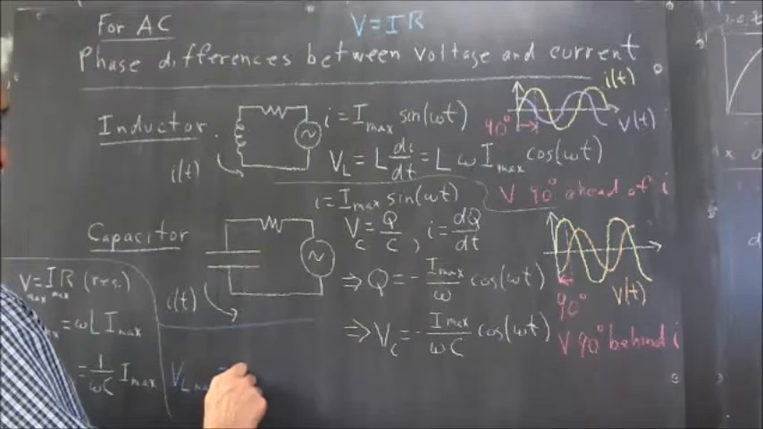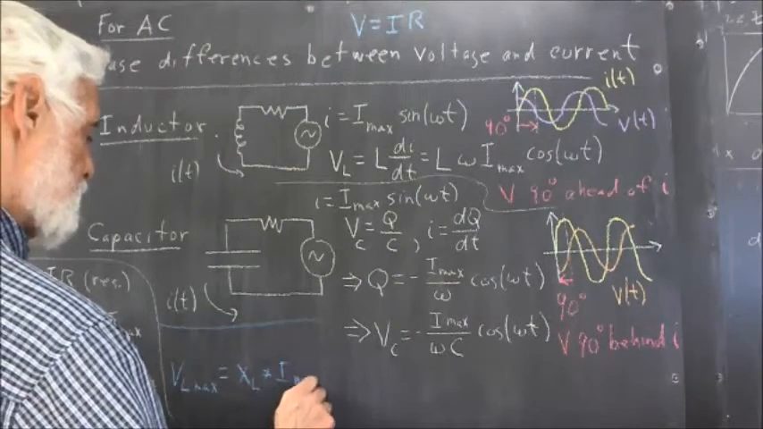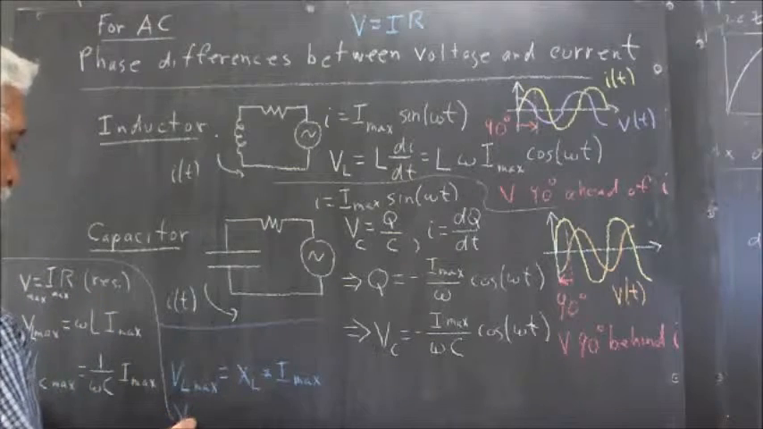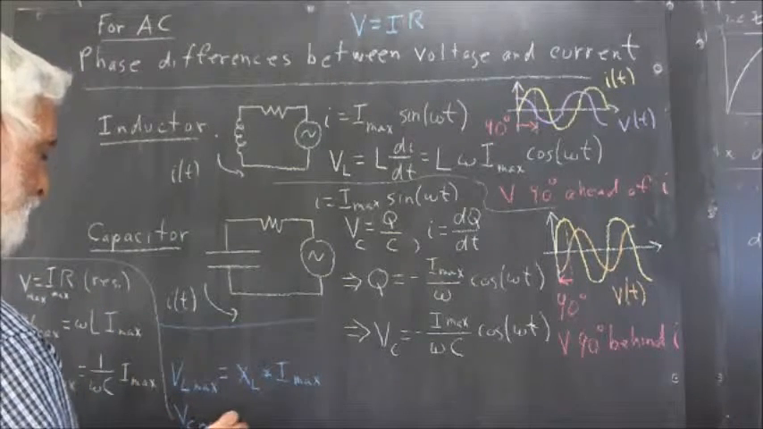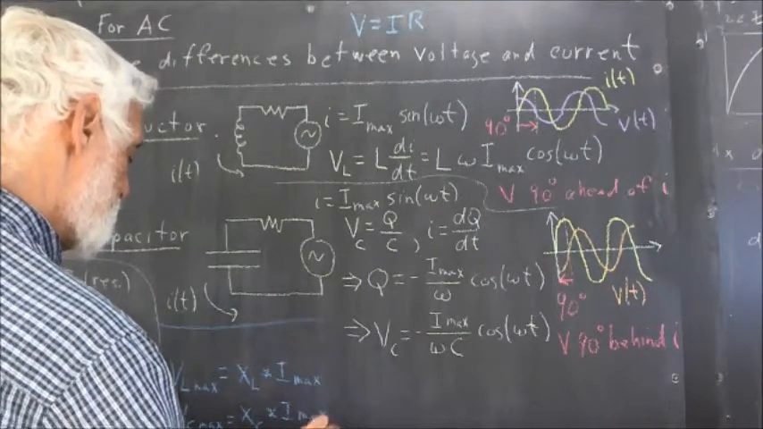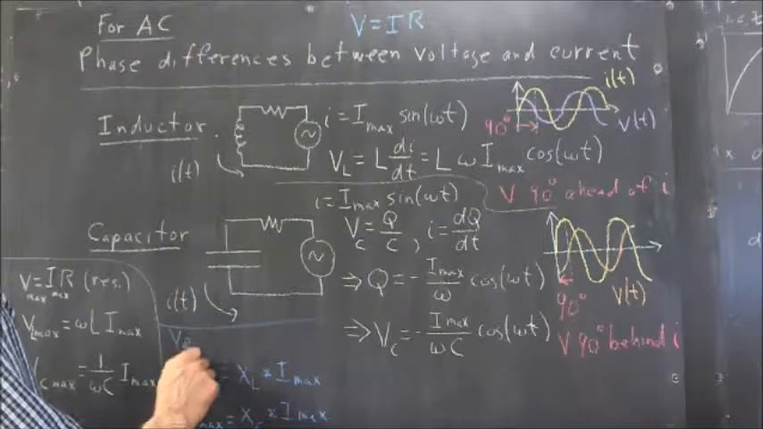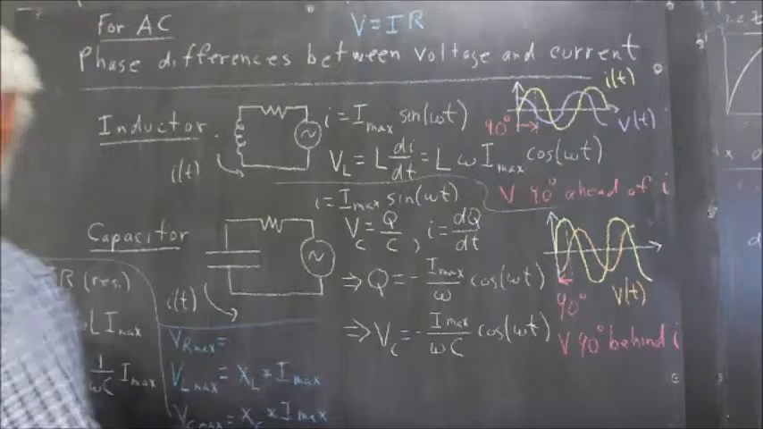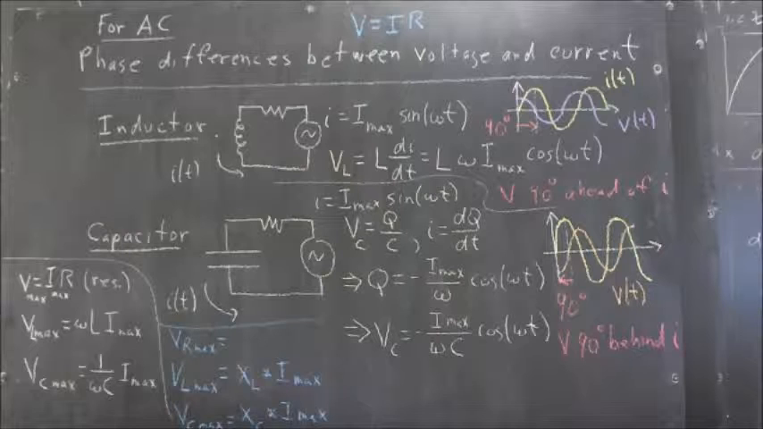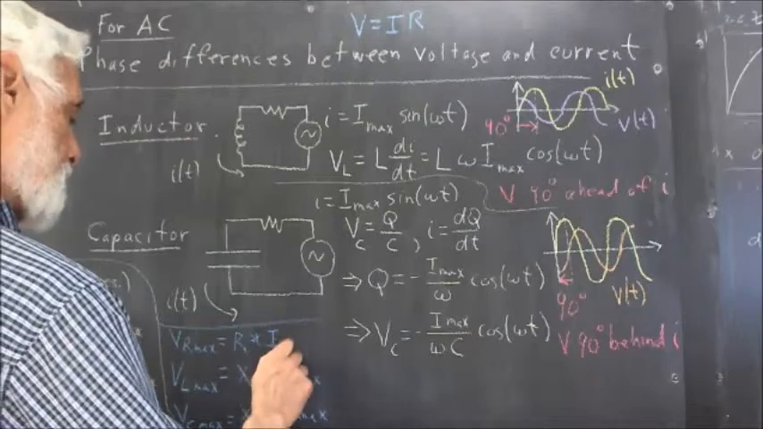Okay. So we could write VL max equals XL times I max, and VC max equals XC multiplied by I max. And to be complete, let's just write VR max. And I didn't write the R here, just to be consistent. Let me slip an R in there, even though it's offset just a little bit from where it should be, is going to be R times I max.